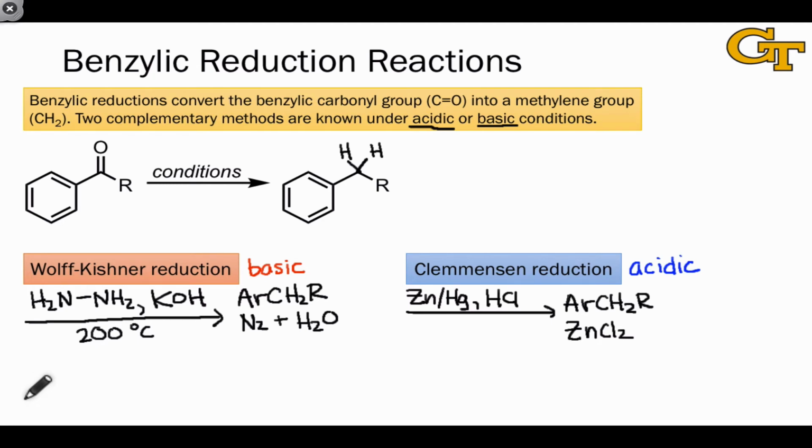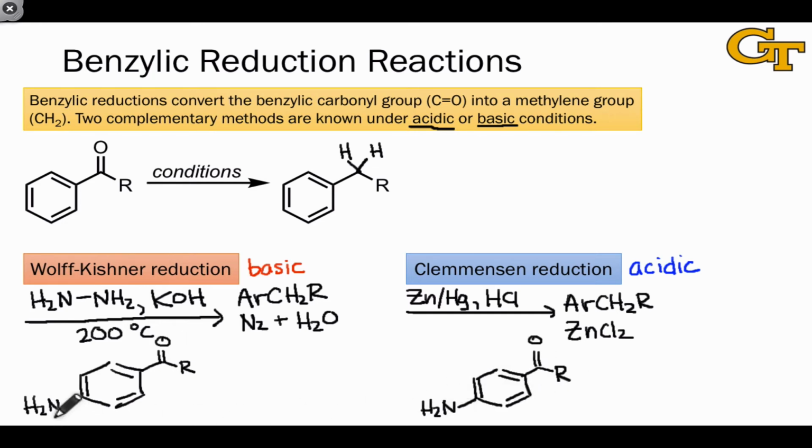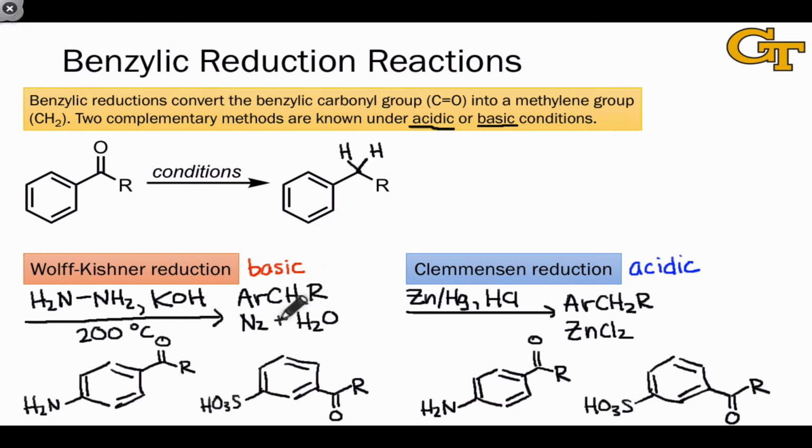To highlight the importance of understanding both the Wolff-Kishner reduction and the Clemmensen reduction, I want to look at two substituted aromatic compounds for which these reactions would give very different results. And I'm going to draw them twice on both sides to show their compatibility with the two different reaction types. The first is a para-amino substrate generated from Friedel-Crafts acylation of aniline, and the second is a meta-sulfonic acid substrate generated either from sulfonation of the aromatic carbonyl compound or Friedel-Crafts acylation of the benzene sulfonic acid. These two substrates would react very differently under Wolff-Kishner and Clemmensen conditions.